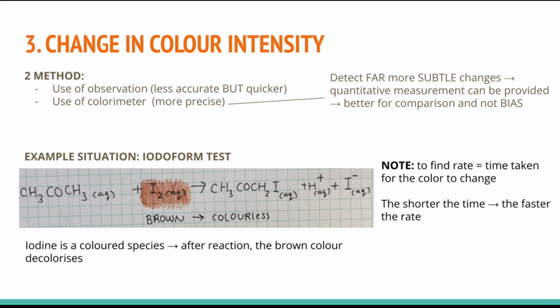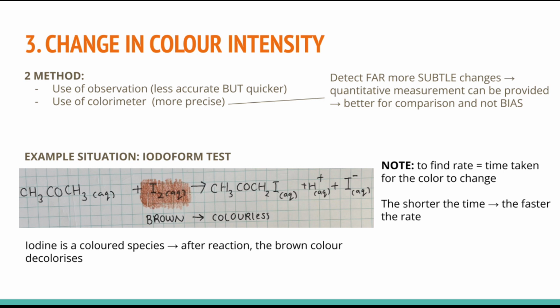Next, we have changing color intensity. There are two methods you can use. You can use observation. This is less accurate, but it is quicker. Or you can use a colorimeter, which is more precise. A colorimeter can detect far more subtle changes, and this can provide quantitative measurements. This basically means it's better for comparison and it's not biased.